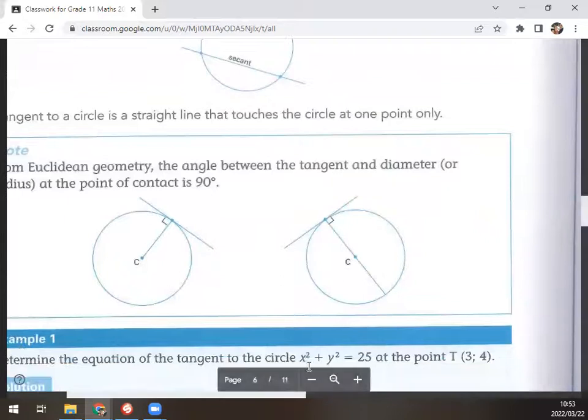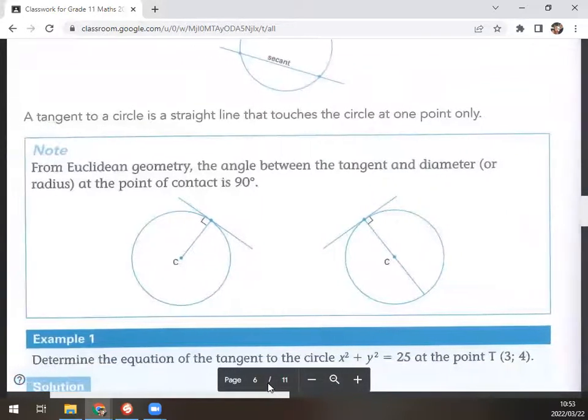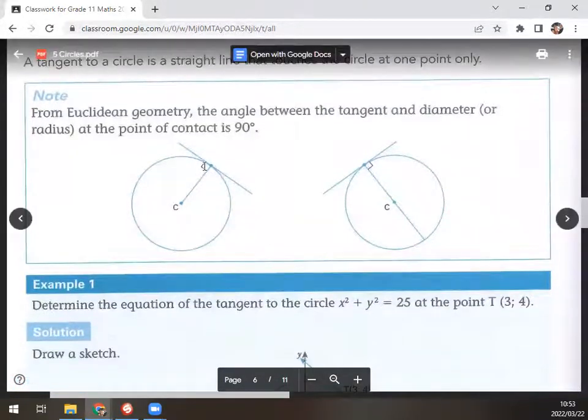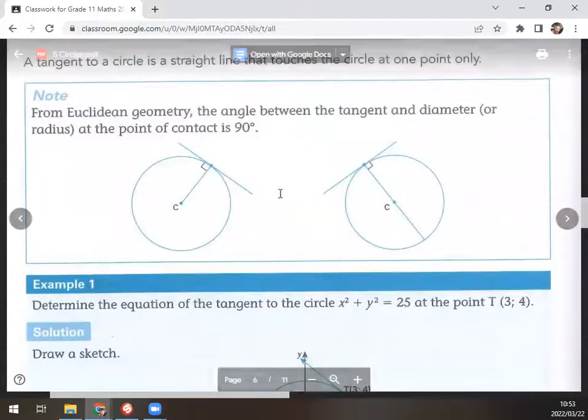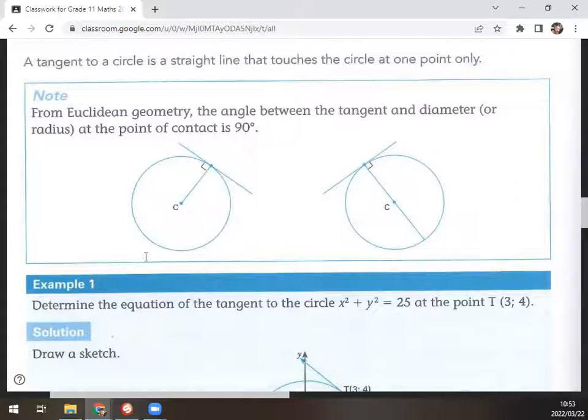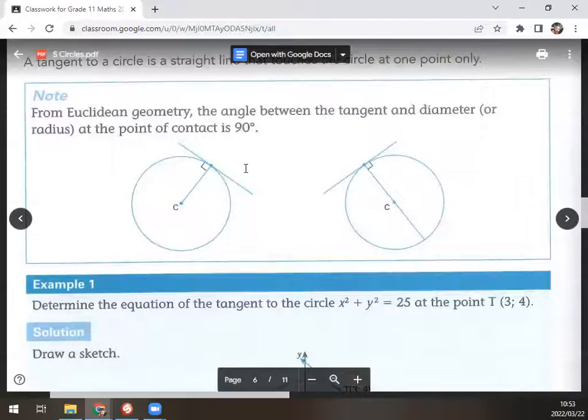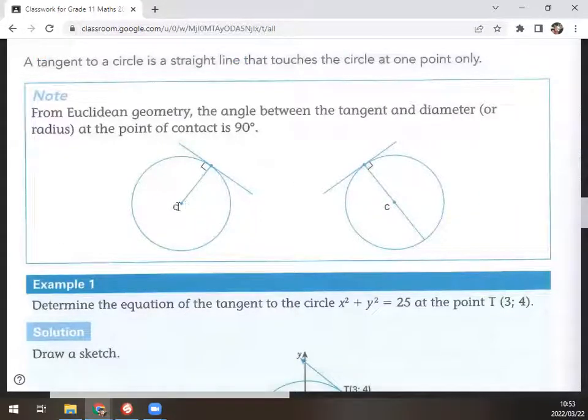Now, this is what they're showing here in this block. The angle between the tangent and the diameter or the radius, all right? We know that the diameter is just an extension of the radius. So like I wrote there, the tangent is always perpendicular to the radius. Okay, what is the radius? The radius is the line going from the center to, in this case, the point of contact.